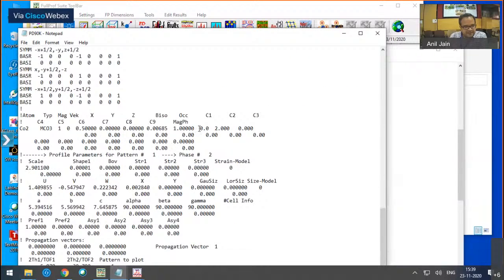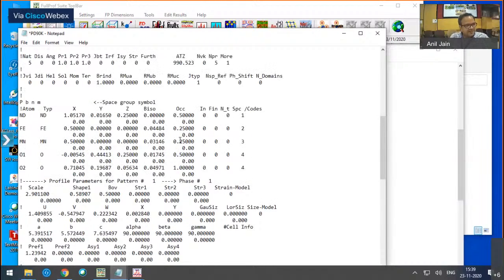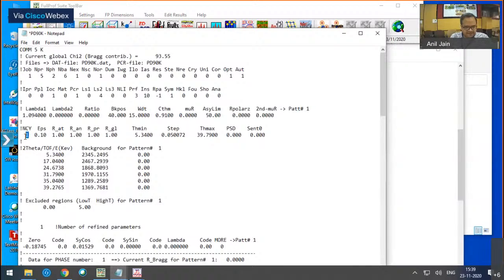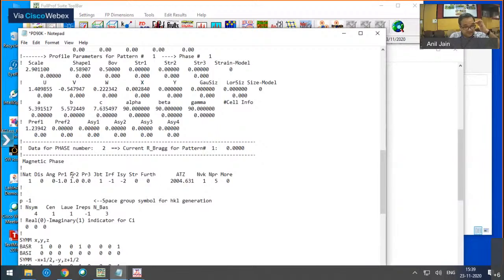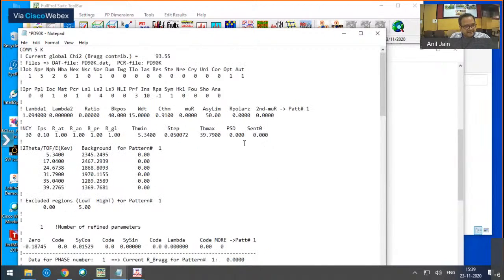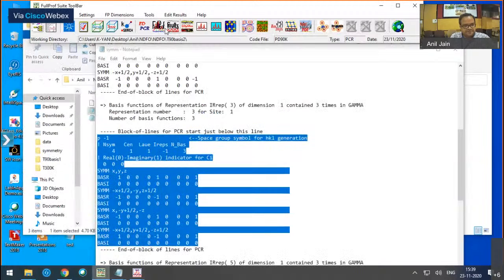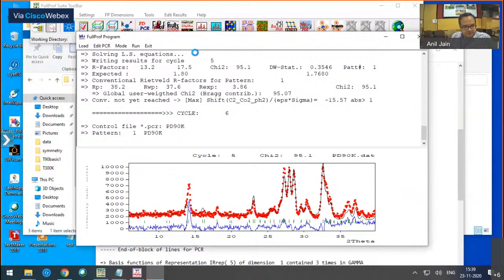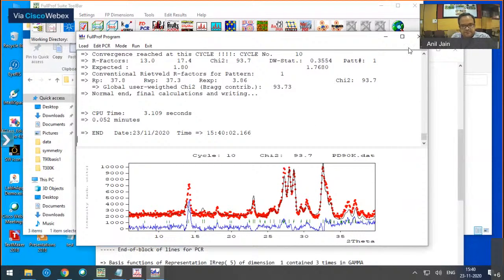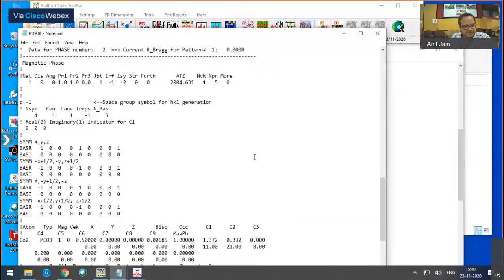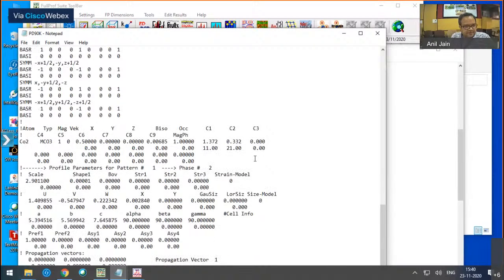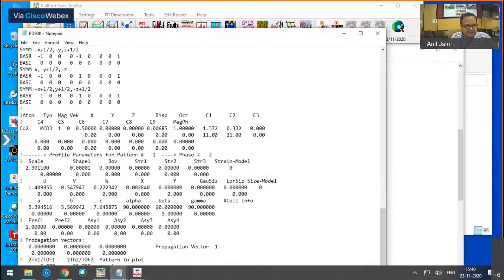Then I can put some value here. I can increase the number of cycles, let's say to around 30. Then I can enter into refining these two parameters, C1 and C2. Let us see how it looks. So it is increasing C1 and trying to decrease C2. You can play with it a little bit more.